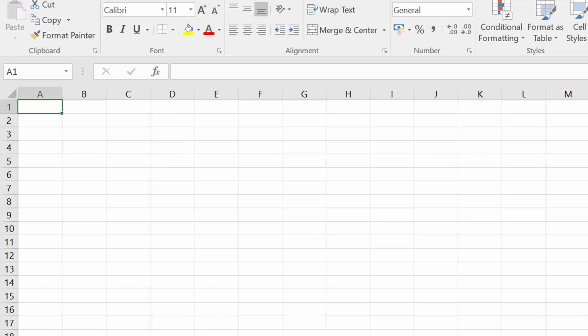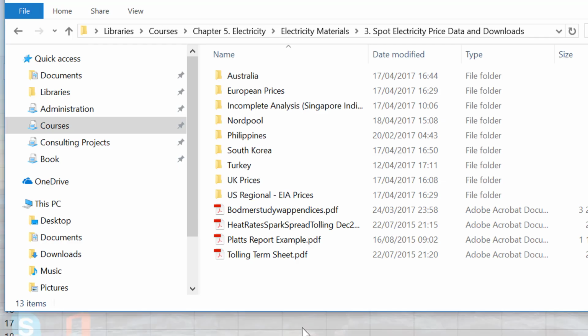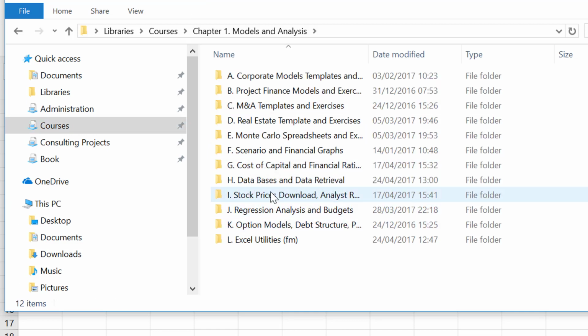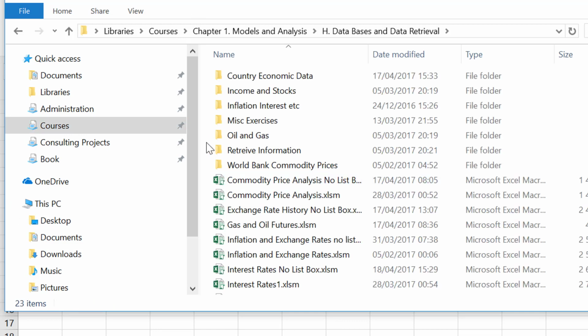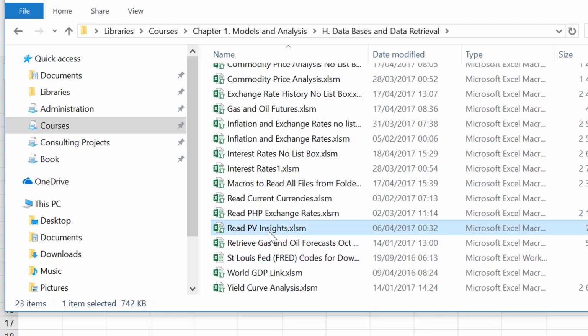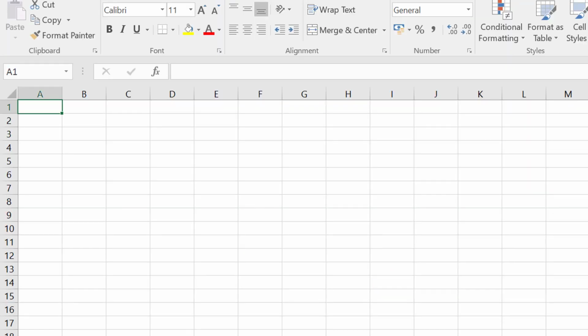And I'm going to show you again this PV Insights, where you can collect data. Well, now that I've started, I might as well finish. I'll show you where you get all this data. There's a file here called PV Insights, and I've modified that file a little so you can track the cost of solar panels. Okay.